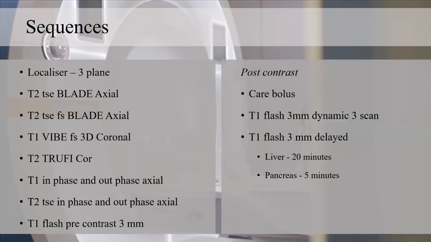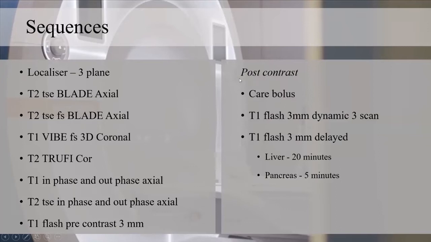The scan will always begin with a localizer, a 3-plane localizer, and after that T2 BLADE axial, and then T2 FS BLADE axial. So one is with FS and the other is without FS. Then T1 VIBE FS 3D coronal, T2 TRUFI coronal, T1 in-phase and out-of-phase axial, T2 in-phase and out-of-phase axial.